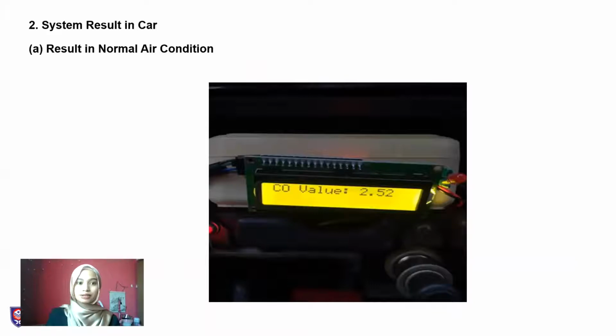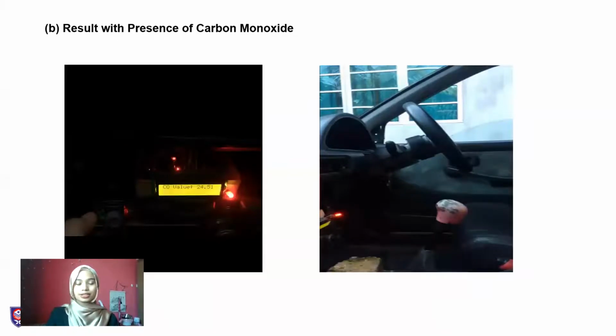Next, this is the system result in the car in normal air conditions. The concentration in normal air condition during the test is 2.52 ppm. For the second test, this is the result with the presence of carbon monoxide from a lighter in a car. The reading is 24.51 ppm. This shows the reading exceeds the threshold value, which is 10 ppm. So the system gives output by lighting up the LED, producing an alarm, and automatically rolling down the window.